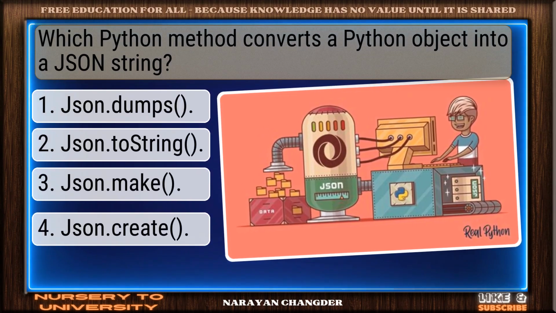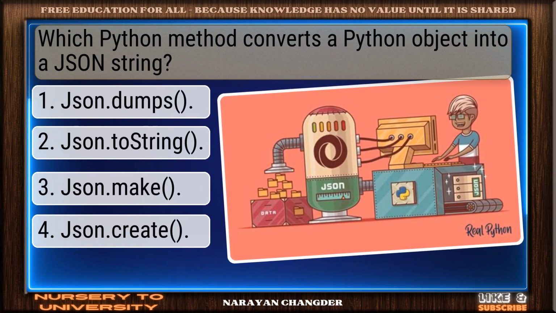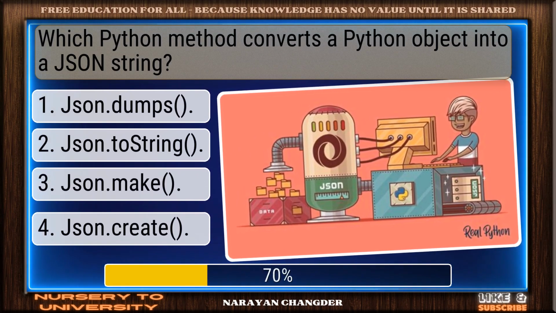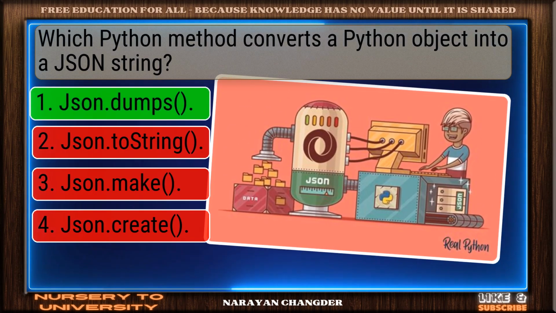Question number 14. Which Python method converts a Python object into a JSON string? Good thinking. json.dumps is the right answer.